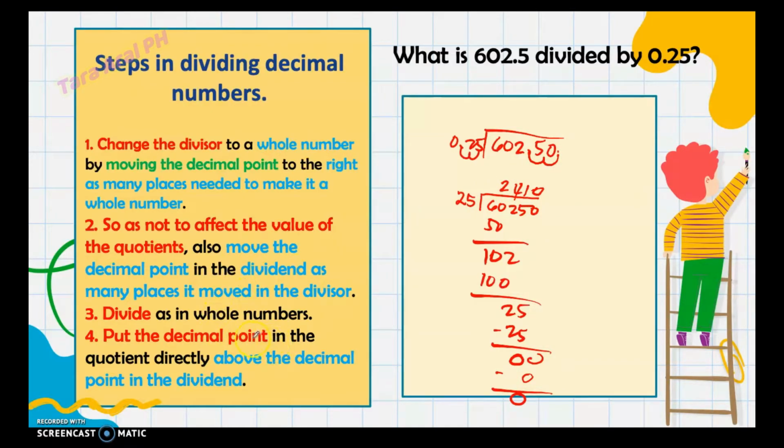And put the decimal point in the quotient directly above the decimal point in the dividend, which is our decimal here at the end. So we may not put it anymore since we don't have any decimal number. So our answer is 2,400.